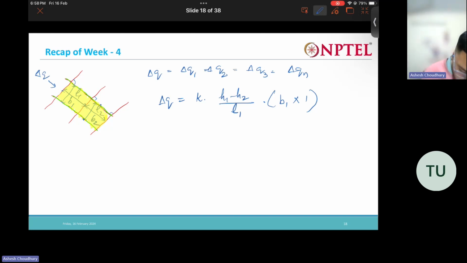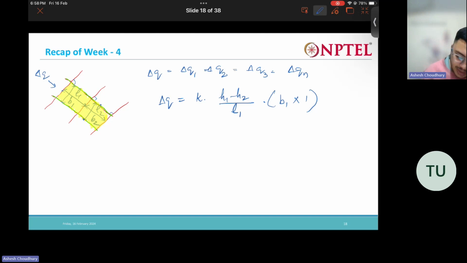L1 is the length and B1 is the width of this square. Since these are generally squares, we need to draw the flow net in such a way that the boxes formed are squares. We need to ensure this while drawing a flow net.